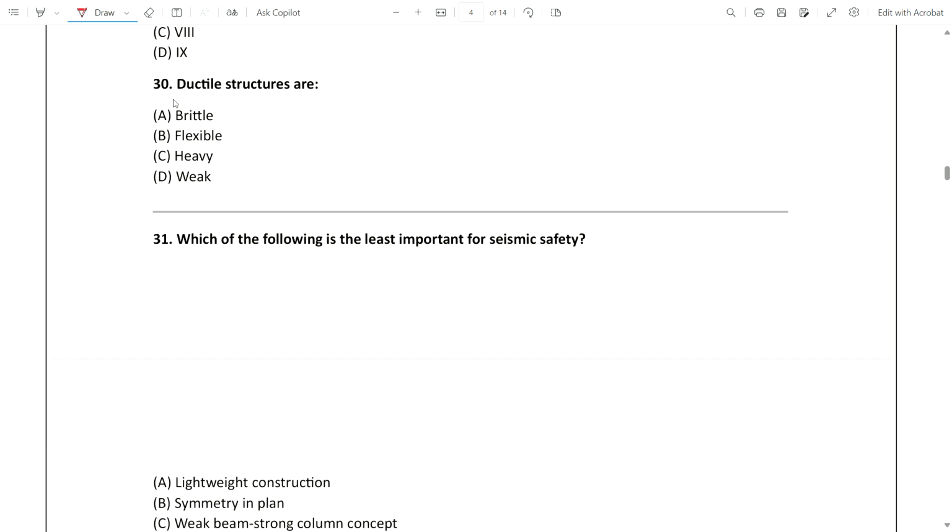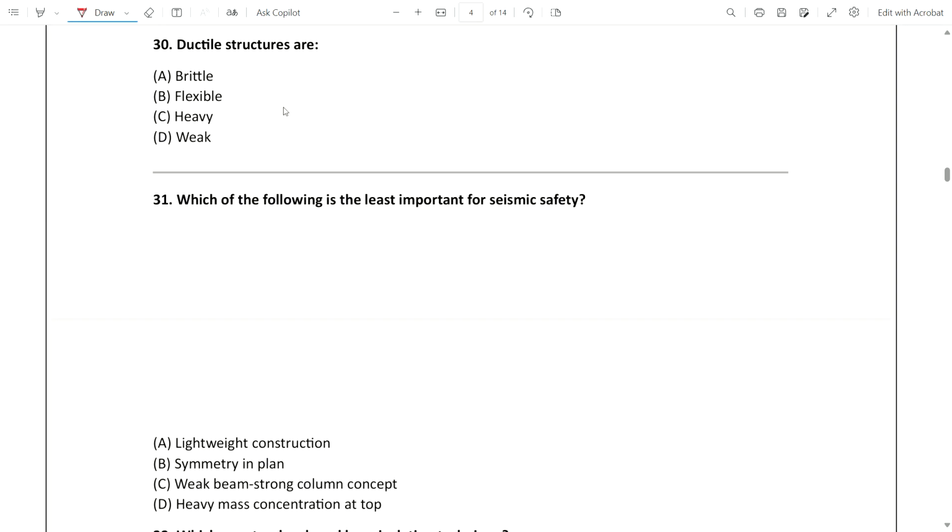Okay. Now ductile structures are what? Brittle, flexible, heavy, or weak? As you all know, this is flexible, definitely.